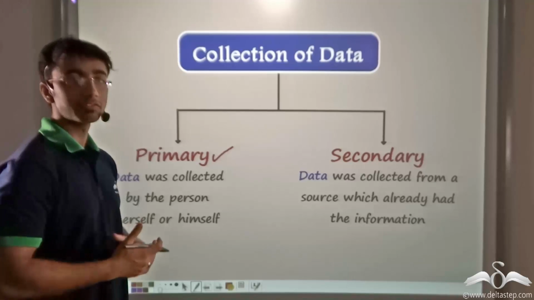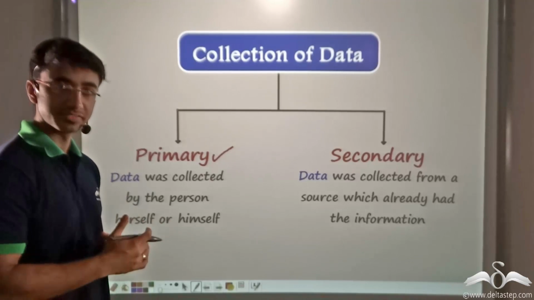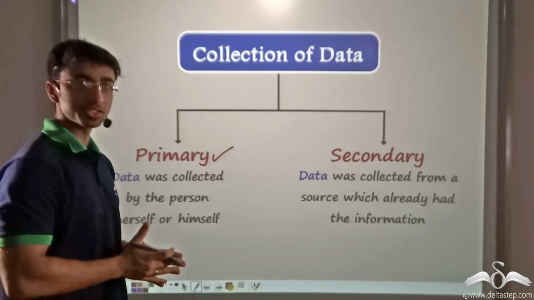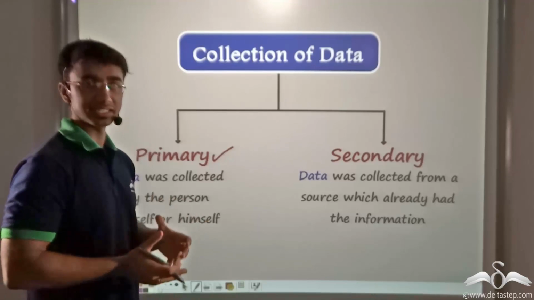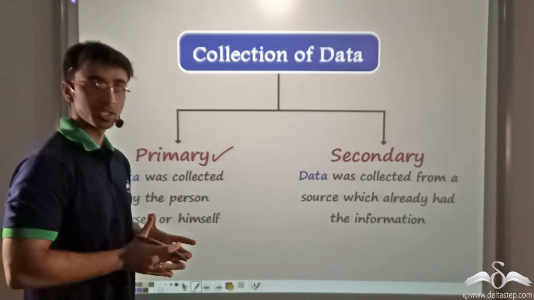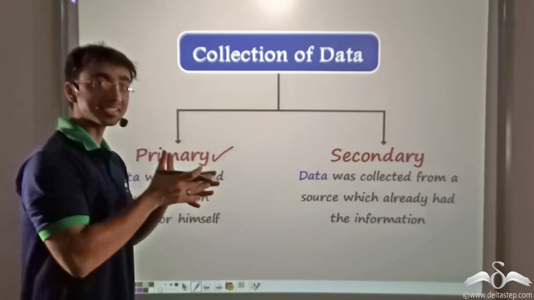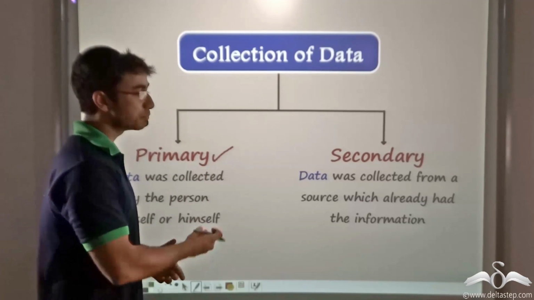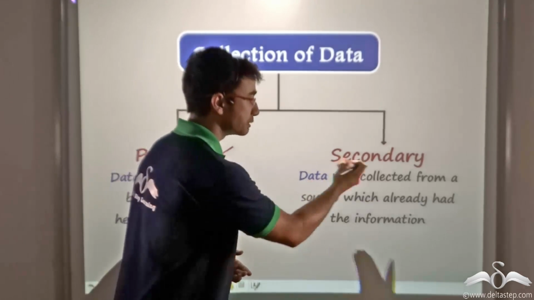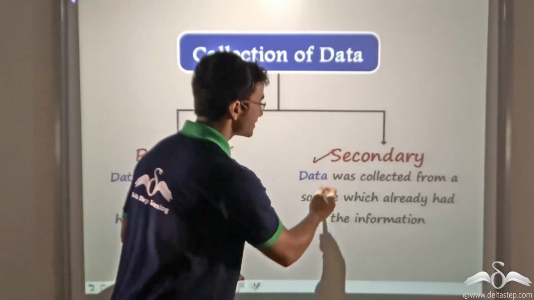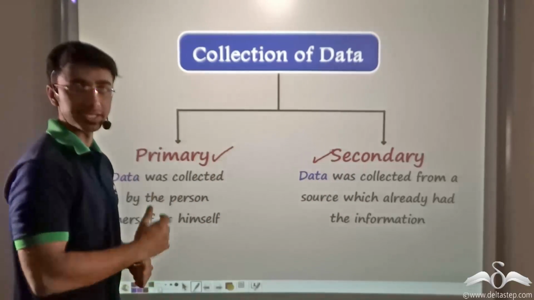So let us say that you have a project which your school teacher has given you, and in order to do this project, you refer to certain materials on the internet or from certain books. So that data which you collect from the internet or books already existed previously. So you're simply collecting information that was previously there. This is secondary collection of data.